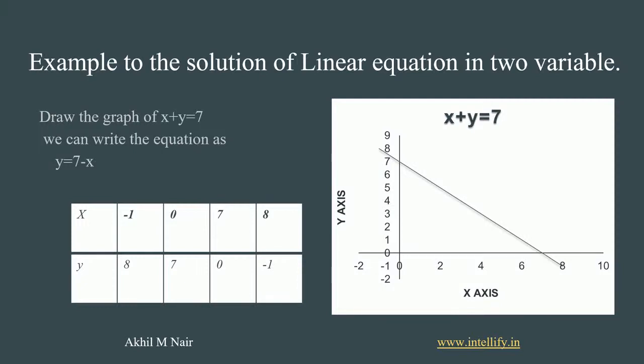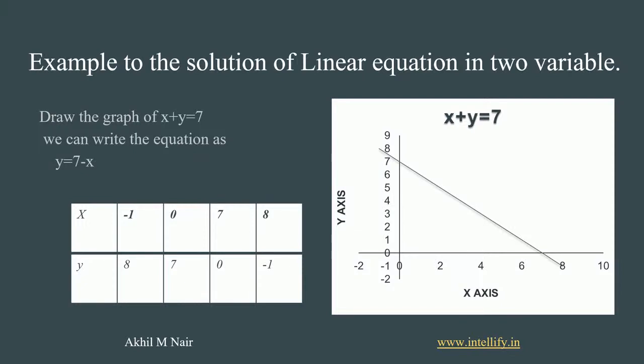For example, there is a question: x plus y is equal to 7, and we have to find the solutions of it. Now what we do is subtract x from both sides of the equation, which gives y is equal to 7 minus x. Now for x is equal to minus 1, y will be 8. For 0 it will be 7. For x is equal to 7 it will be 0, and for x is equal to 8 it will give a y value of minus 1, which we have seen in the algebraic method itself.